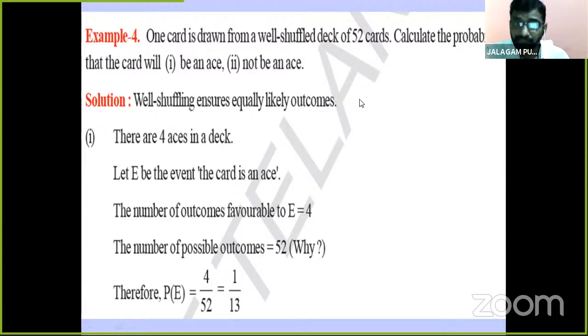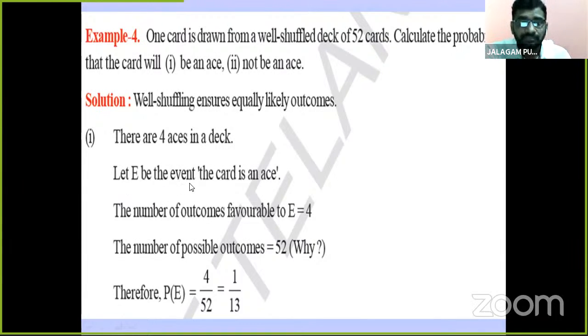So we recall the classical definition of probability. What is the definition of probability? Yes, P of E is equal to number of favorable outcomes by total number of possible outcomes. Okay. Now the solution is here. Well shuffling and equally likely outcomes. There are 4 aces in the deck. Already we know that. There are 4 A's in a deck of cards.